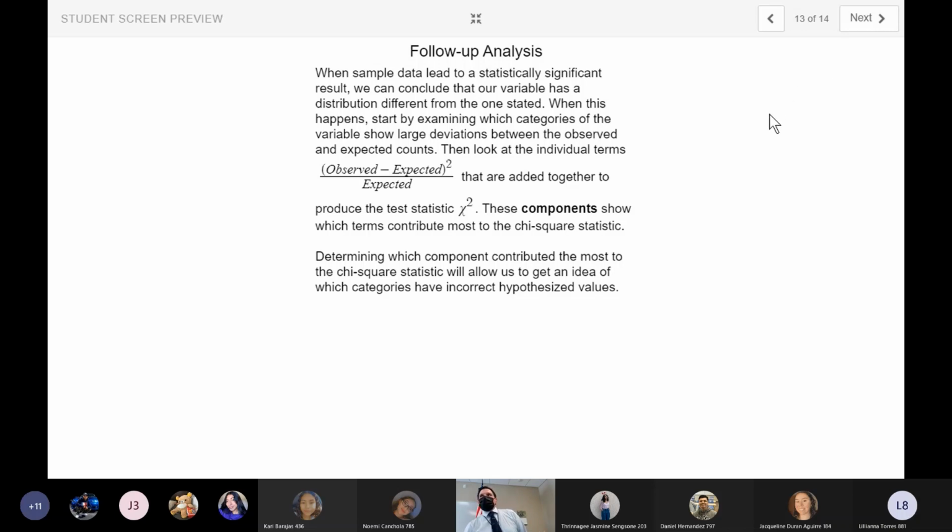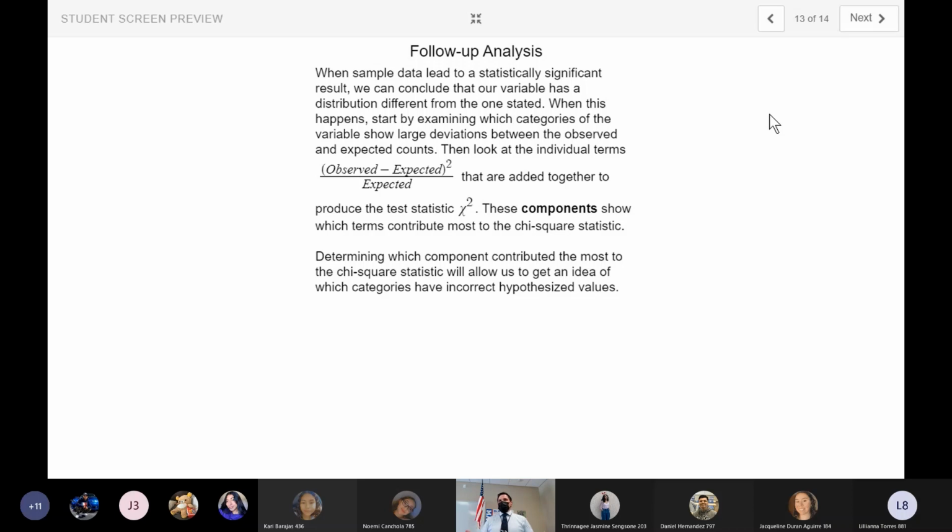All right, so when sample data lead to a statistically significant result, which is not what happened in the example we just saw because we didn't find evidence of anything different, we can conclude that our variable has a distribution different from the one stated. When this happens, start by examining which categories of the variable show large deviations between the observed and expected counts. Then look at the individual terms, observed minus expected squared divided by expected, that are added together to produce the test statistic chi-squared. These components show which terms contribute most to the chi-square statistic.